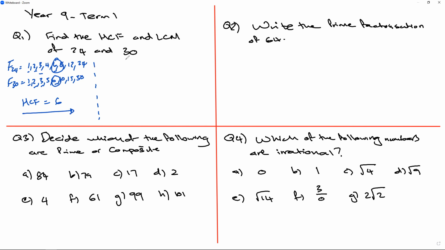So I found all the factors, and then from there, multiples of 24 start from 24, 48, 72, 96, 120. Multiples of 30 are 30, 60, 90, 120. And we can see that the lowest common multiple is equal to 120.